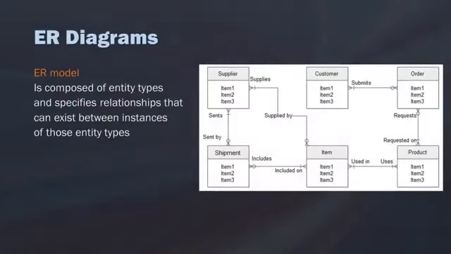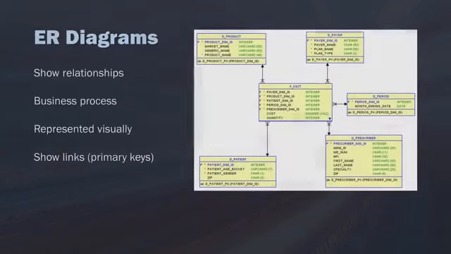To understand these relationships between the tables a lot better, what's often used to depict this are ER diagrams. An ER model is composed of the entity types and the specific relationships that can exist between these entities. These are usually displayed in a visual format and represent the relationship between the tables. It often helps you to understand and represent a business process, and it will show the links between these tables.